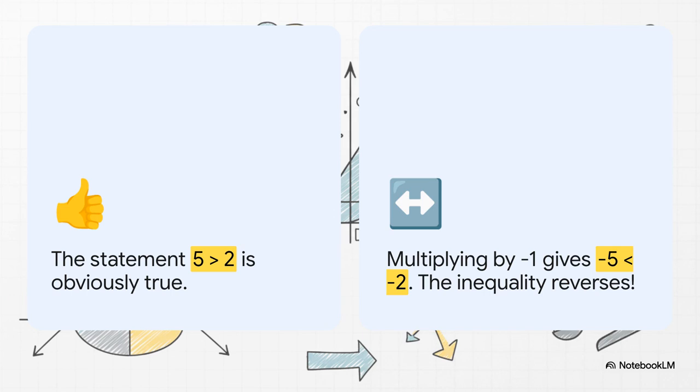But what happens if we multiply both sides by -1? We get -5 and -2. Now, think about a number line. -5 is way further to the left, so it's actually smaller than -2. The whole relationship just flipped.